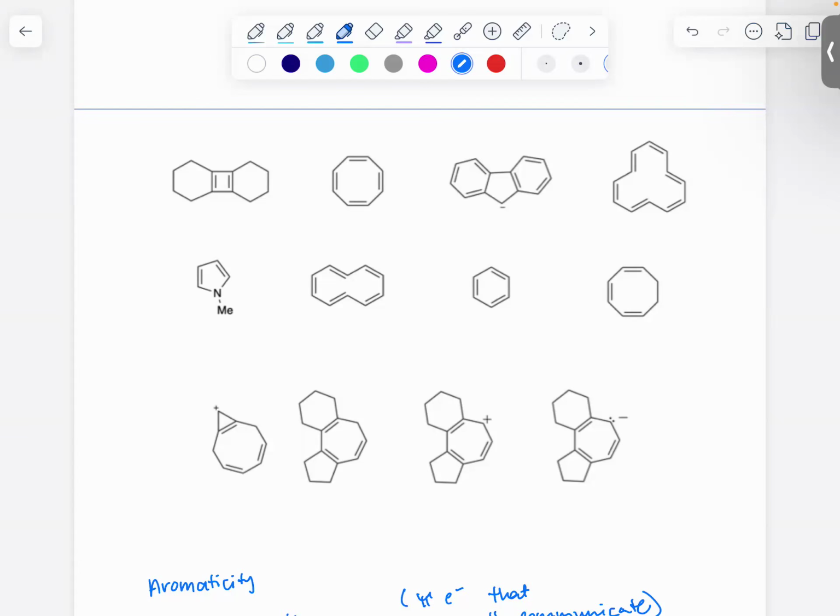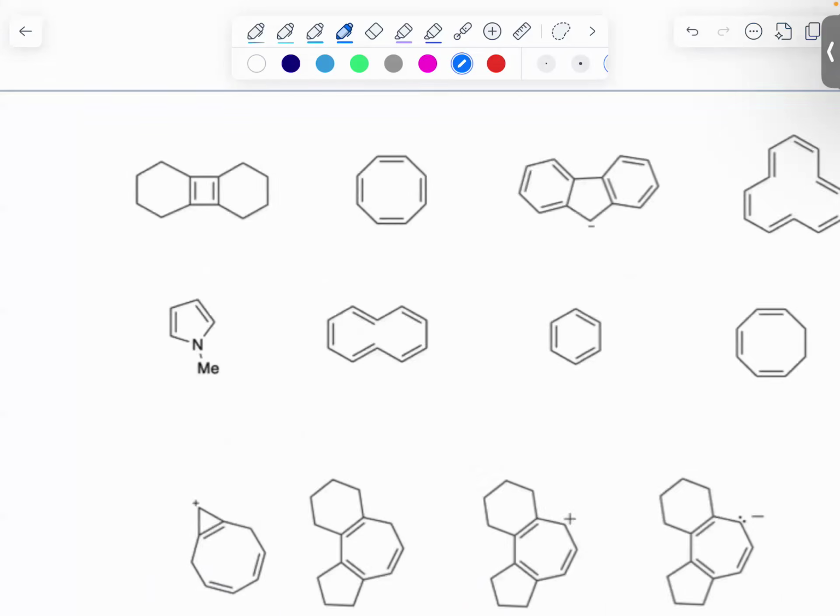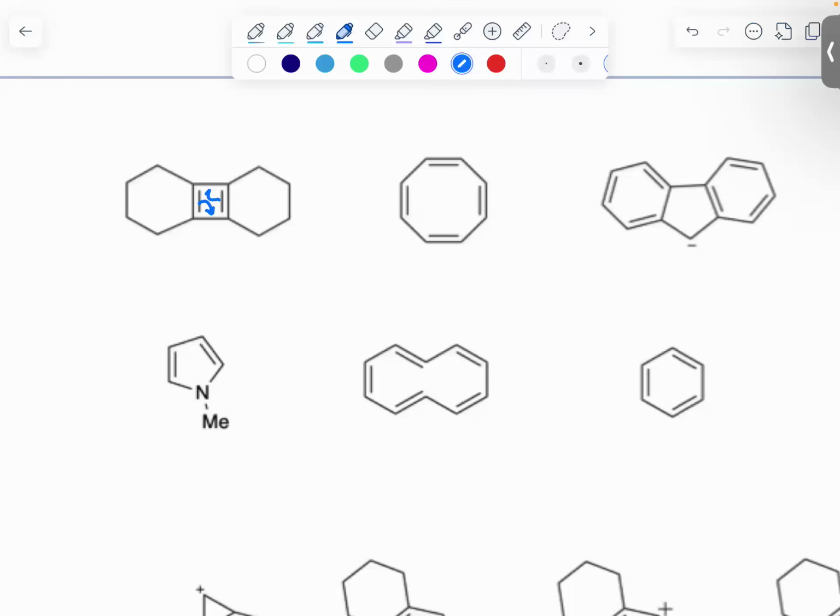Where do we start? Is it a conjugated system? Too tiny. But yes, that little square in the middle is a conjugated system. So we can now move to 4n plus 2 equals the number of pi electrons. How many pi electrons are in our little conjugated system here?